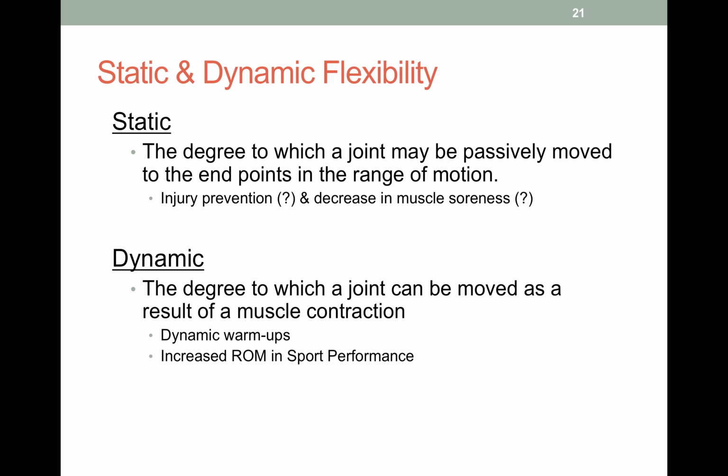So if you think about if you're trying to throw a javelin or a baseball, if you have a bigger windup, let's say, meaning you have a bigger range of motion surrounding that joint, you will be able to perform better. You'll be able to throw that javelin farther, you'll be able to throw the baseball farther, faster, etc. So there is a relationship with increased range of motion and improved sport performance.